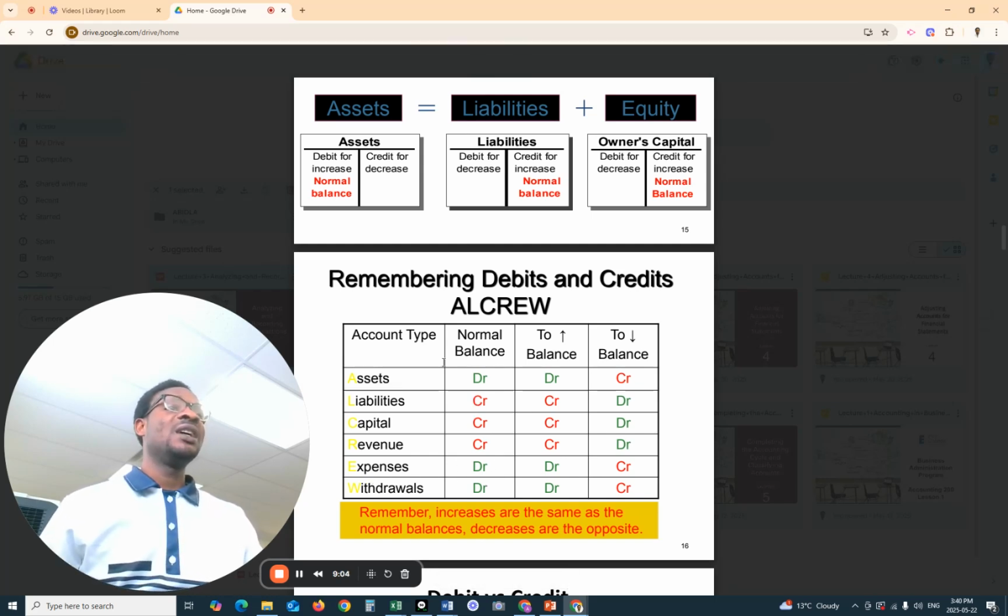If you notice, assets as resources are received to the business. Expenses, they reduce the revenue or the capital, so it's debited. Withdrawals are debited also because they reduce the value of equity.